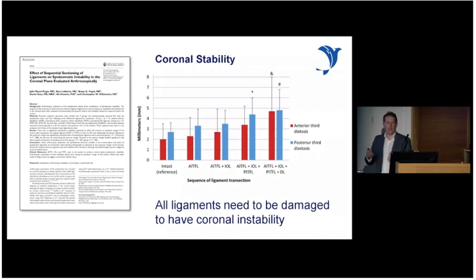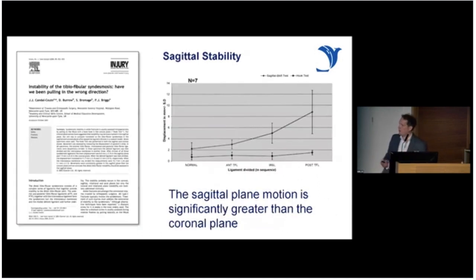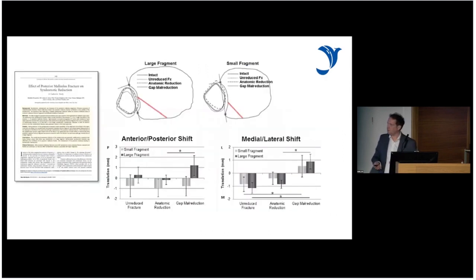So I grew up with the hook test, absolutely rubbish test. You have to have all 3 ligaments gone for it to be positive. Your external rotation test will tell you if your AITFL is gone. Okay, and then the sagittal plane motion is significantly greater than the coronal plane. So if you've got these unstable fractures, take them to theatre, hold the fibula, move it back and forth. Okay, it moves loads. So when you've got instability, it's the sagittal stability that moves the most.